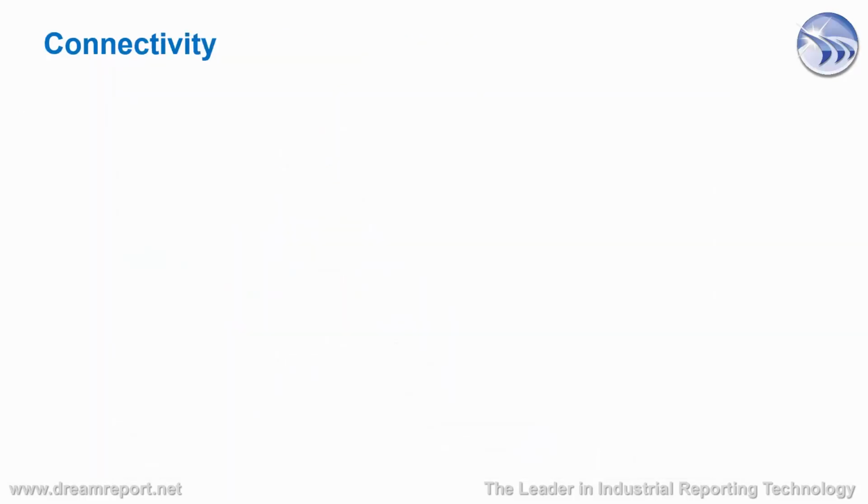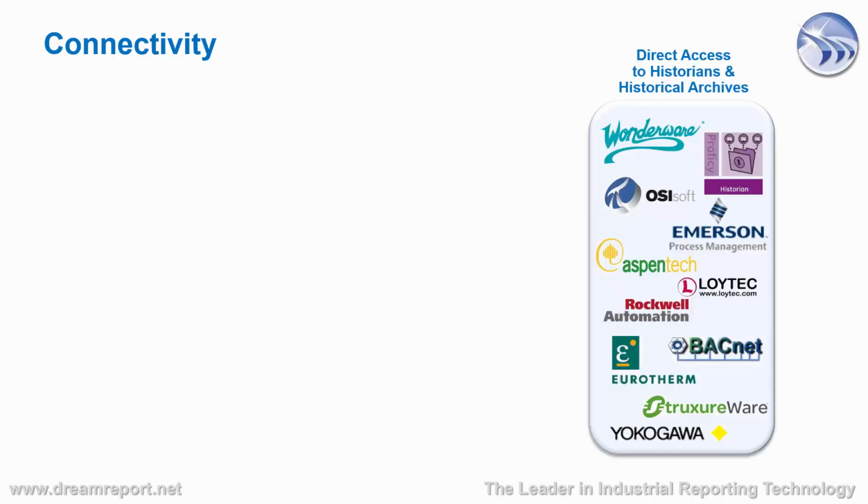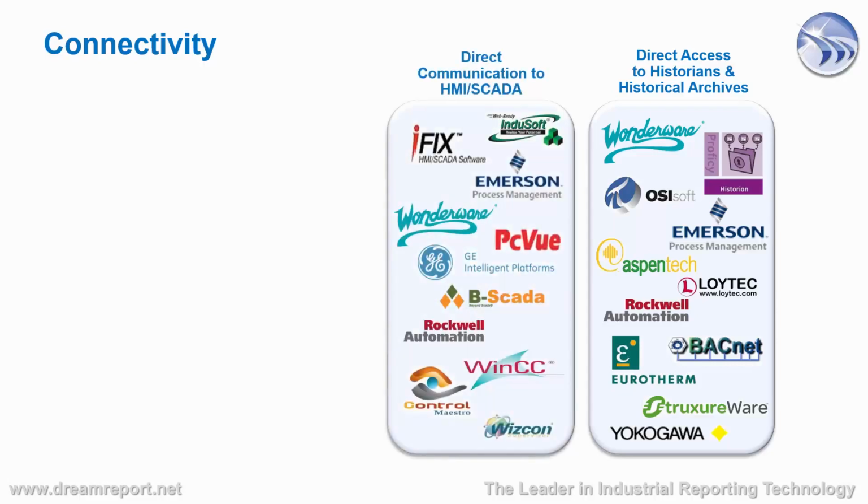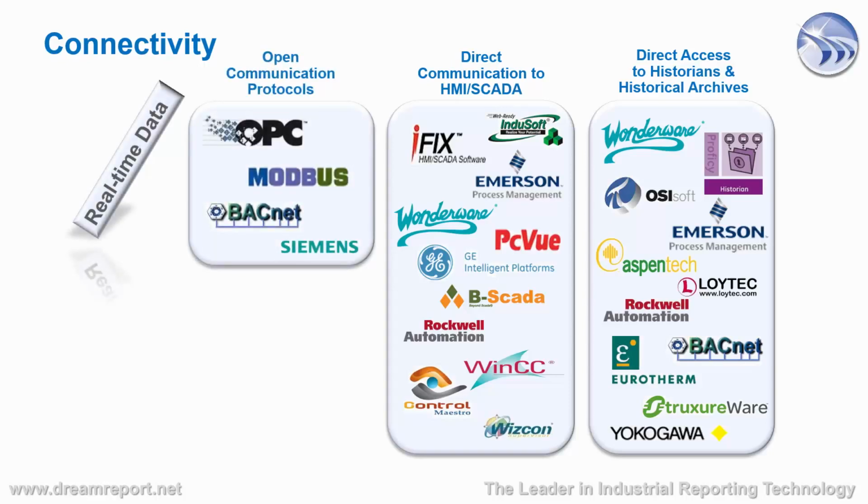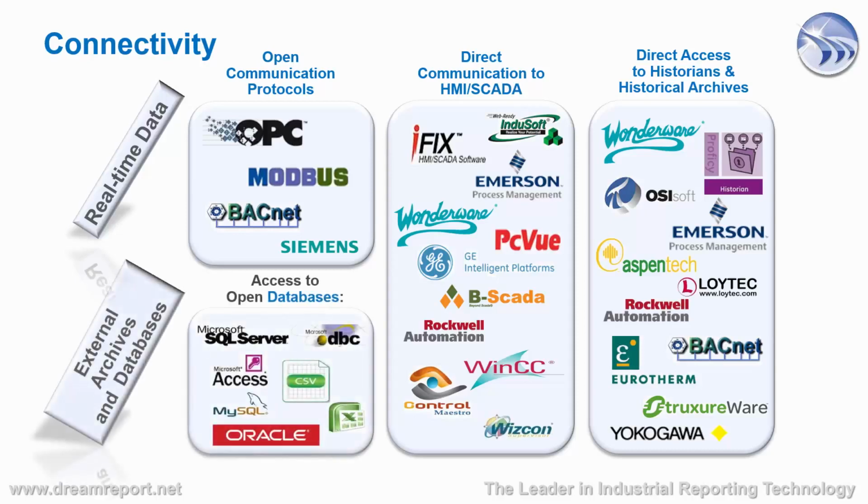In terms of connectivity, DreamReport currently supports over 70 communication drivers. These include direct access to historians and historical archives, direct communications to real-time HMI and SCADA packages, as well as full support for open communication protocols such as OPC, Modbus, and BACnet. We have a set of drivers for external data sources, such as any relational database, CSV files, and Excel files, which can be used as the source of data for your reports. And finally, DreamReport allows for the manual entry of data to collect and report on operator-entered data.